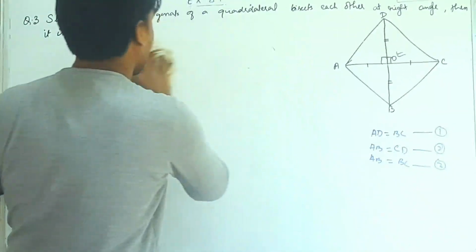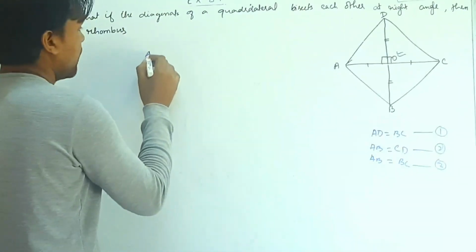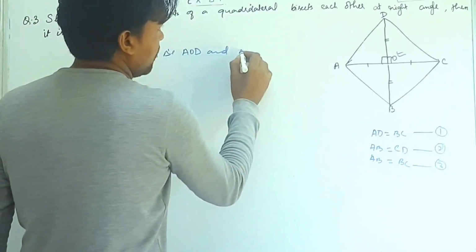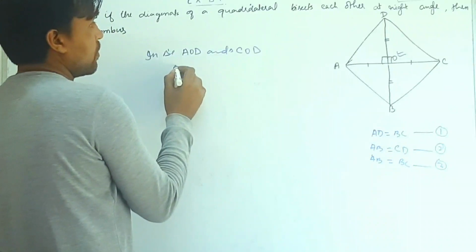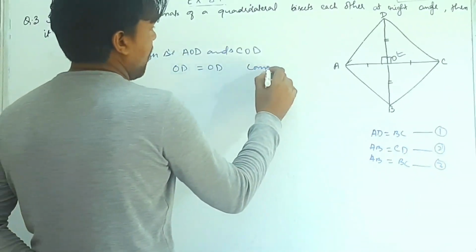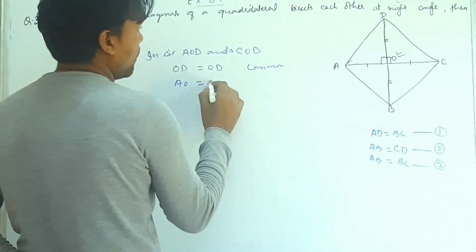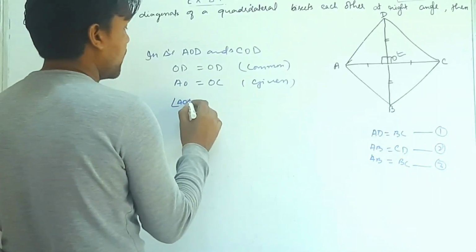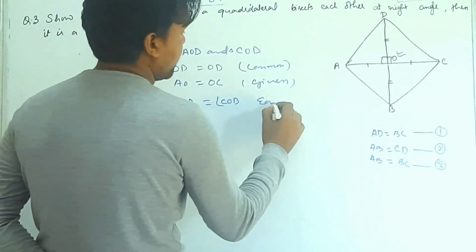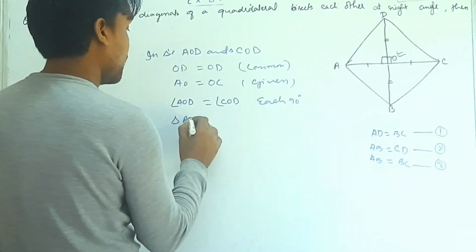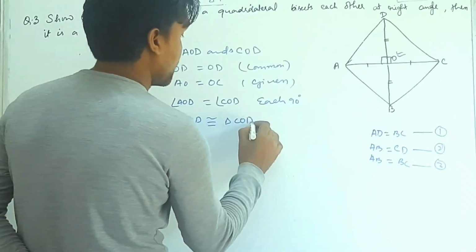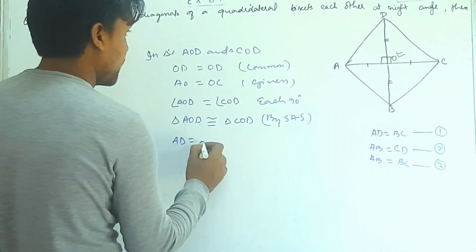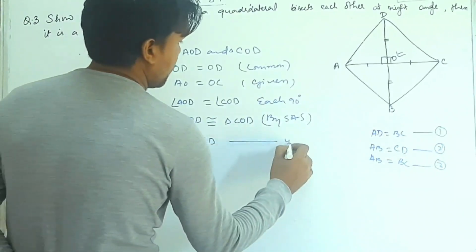So now what I have to do is take one more triangle, that is triangle AOD and triangle COD. In this also you will see OD equals OD, that is common. Next, AO equals OC, given, and then finally you will write angle AOD equals angle COD, each 90 degrees. So the triangle AOD will become congruent to triangle COD by which property? SAS. So we have proved it congruent. That means side AD will become equal to CD. This is your equation number 4.